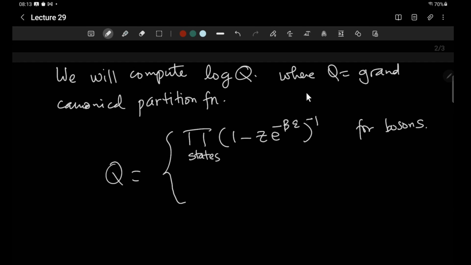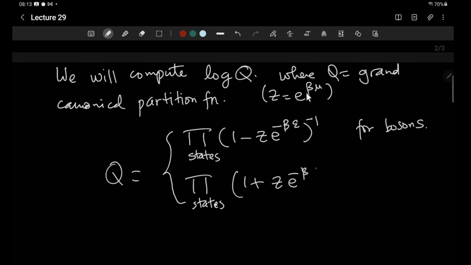Okay, so I said that every state, you think of it as a box, and we have done this computation, and Z is just e to the power beta mu, the chemical potential. What is the answer for fermions? We have worked this out before. One plus Z e to the minus beta epsilon. That's it.